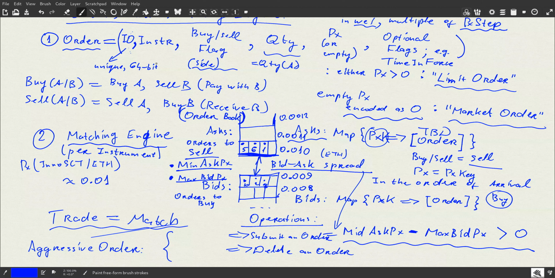The order ID, when you submit an order, is not defined by the client. The order ID is to be defined by the system. So when you submit an order, a new order ID is generated by auto increment.